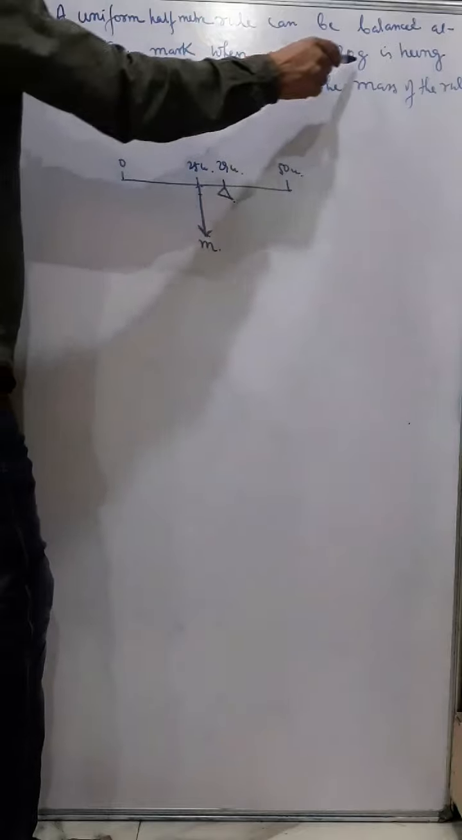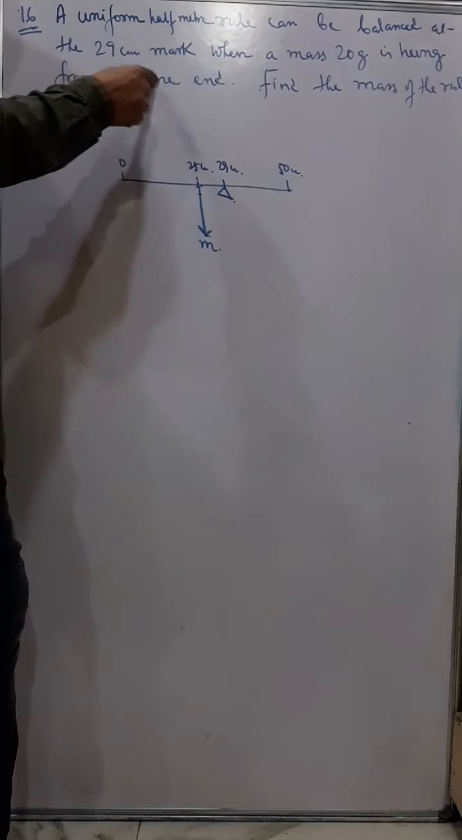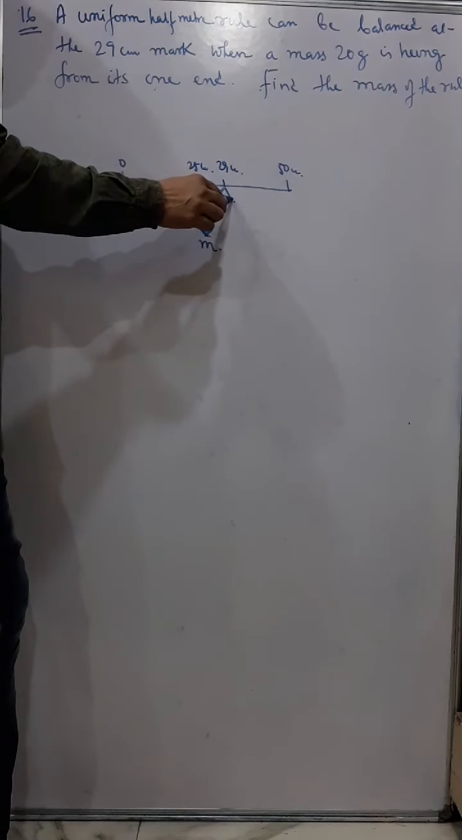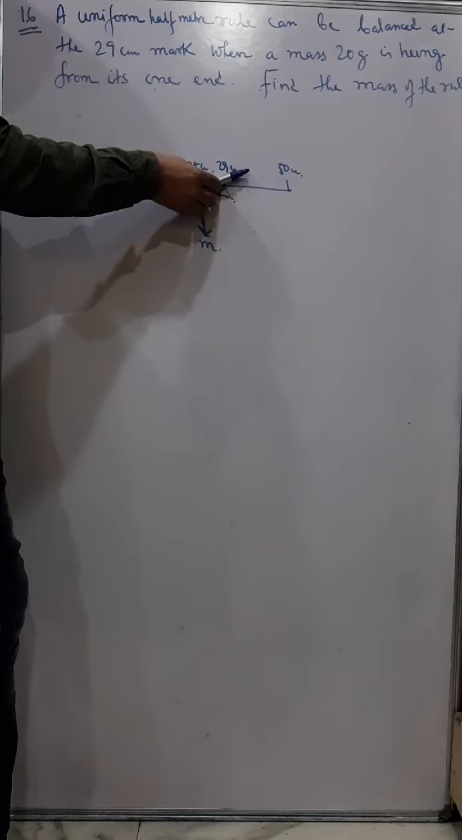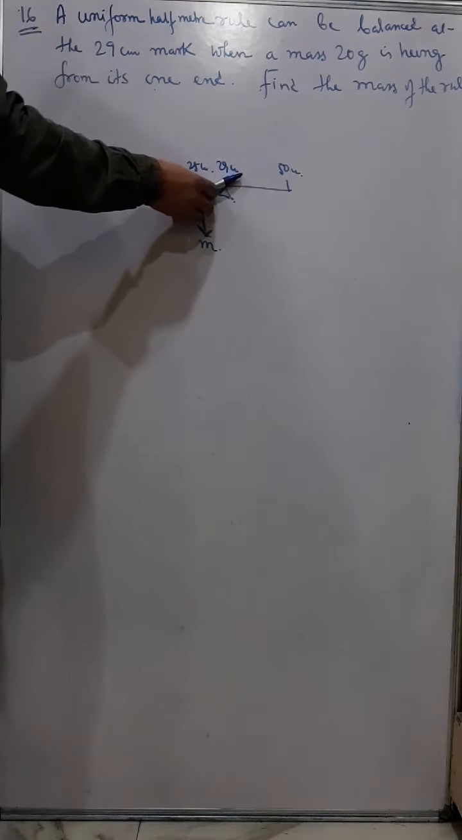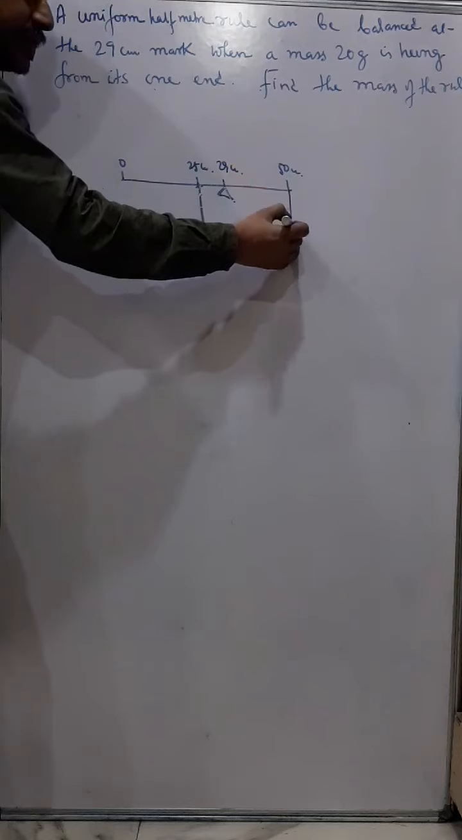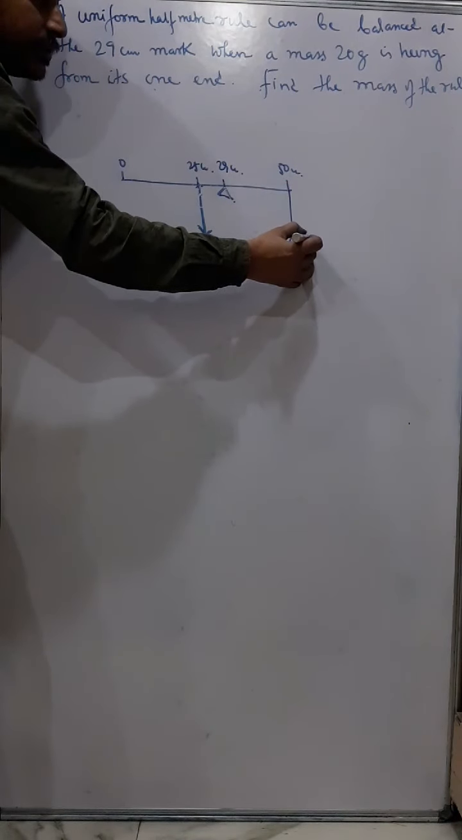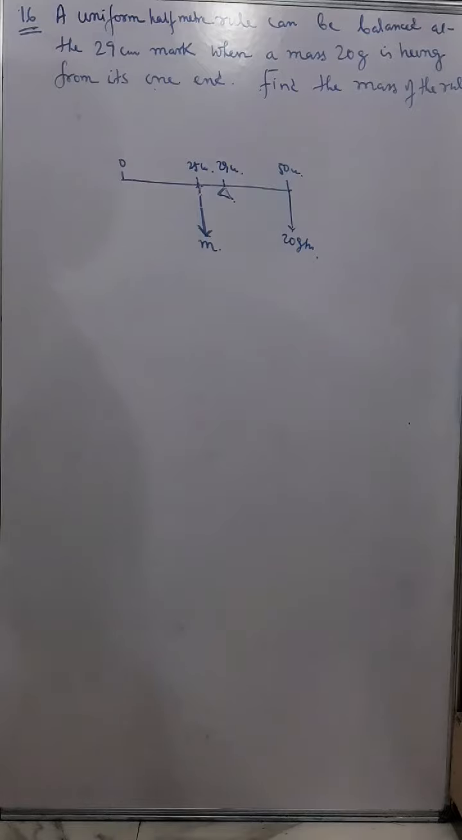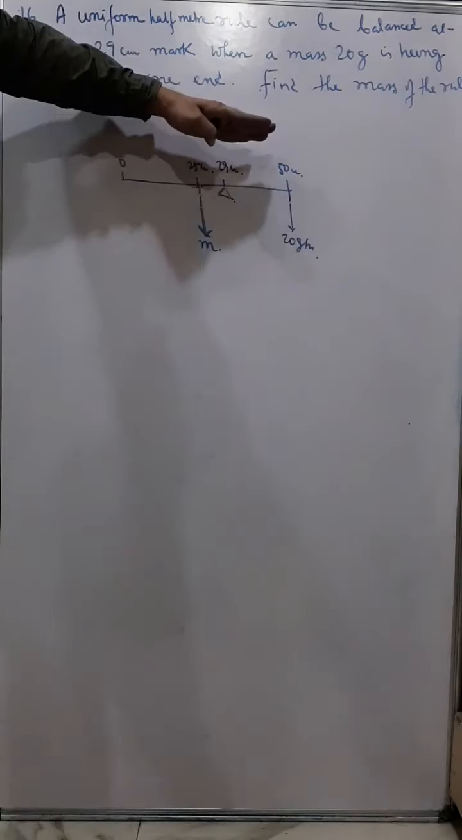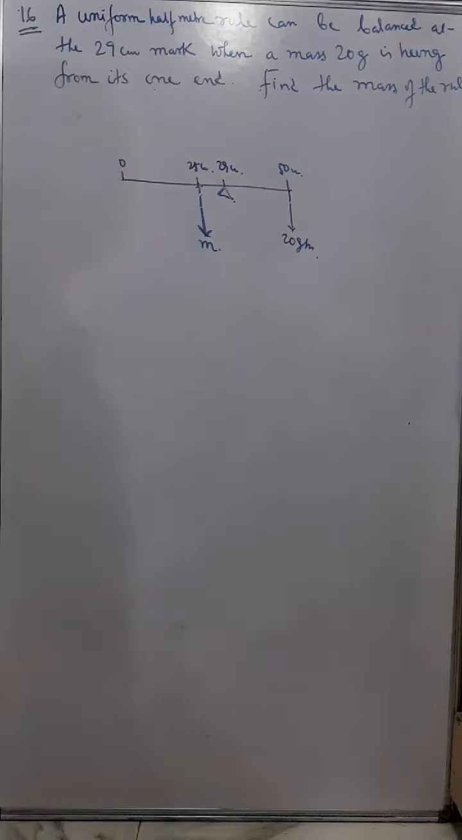But when a mass of 20 gram is hung from its one end, naturally if it is balancing here, the meter rule will tilt in this way. So to keep it balancing, I will keep a mass of 20 grams on the other side. So the mass of 20 gram will be put here. This is the weight of the meter rule, so it will hang this way. But since a mass of 20 gram is kept on that side, it is kept balanced. And now you have to find this m.